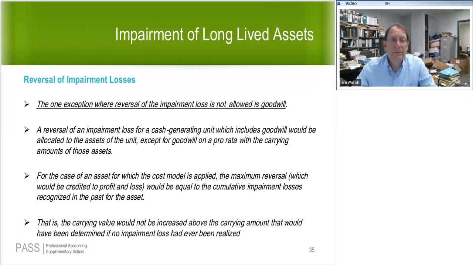One major exception. Guess what item you're not allowed to reverse? Goodwill. So once you write down goodwill, you're finished. You can't do anything with it. Even if you have goodwill sitting in a group, don't allocate anything to the goodwill, don't reverse it.